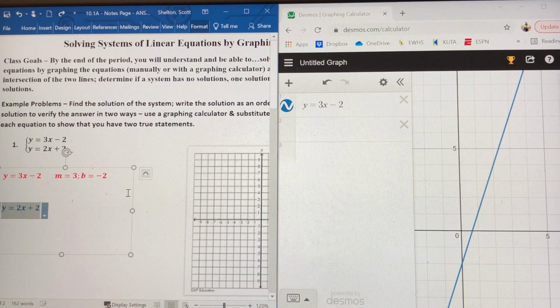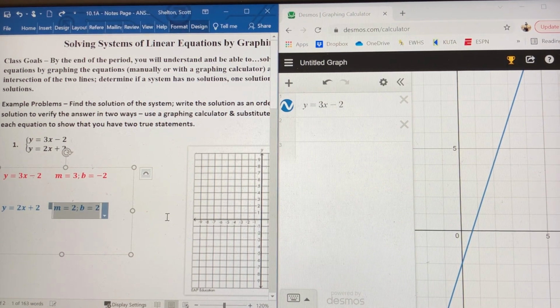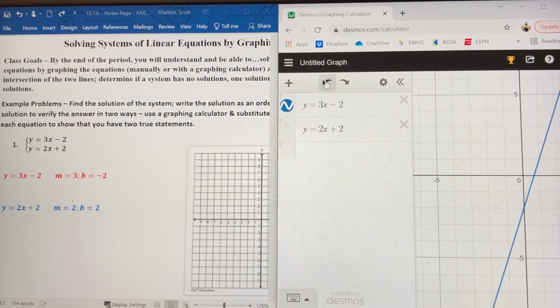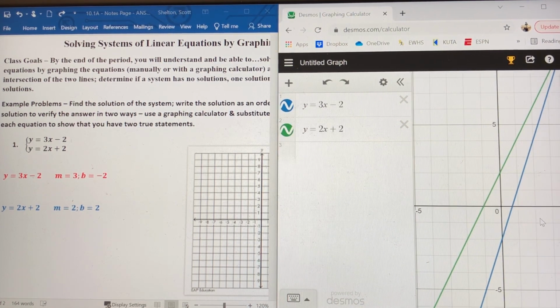Our second equation, y equals 2x plus 2, has a slope of 2 and a y-intercept of 2. So when I graph that, I've got a y-intercept of 2 and a slope of 2, so up 2 and over 1 repeatedly. Now when we're solving by graphing, what we want to find is the intersection point. That's going to be the solution.